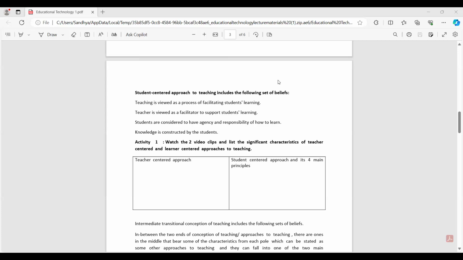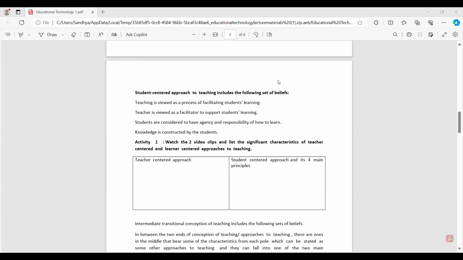So now you have to first decide which approach you are actually going to select first. Whether you are going teacher-centered or whether you are going student-centered. It depends on various criteria. It depends on several criteria.